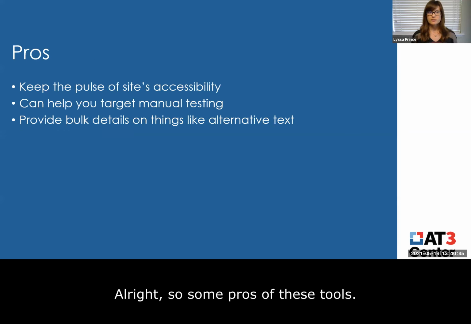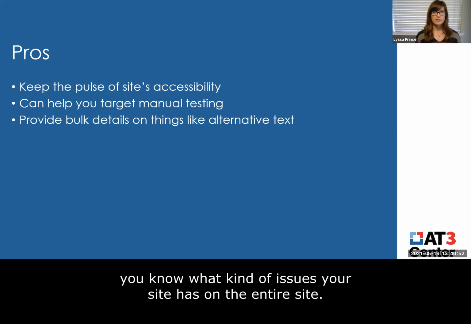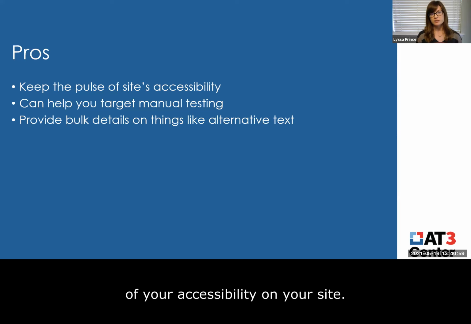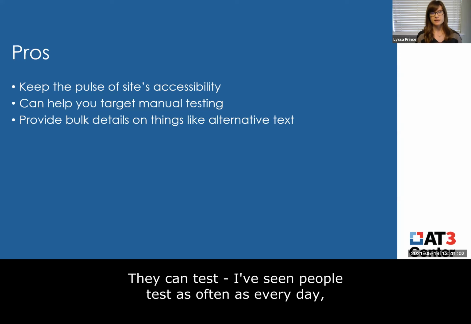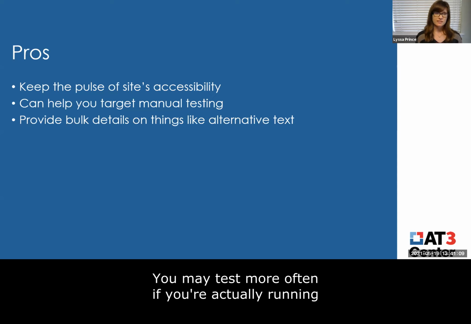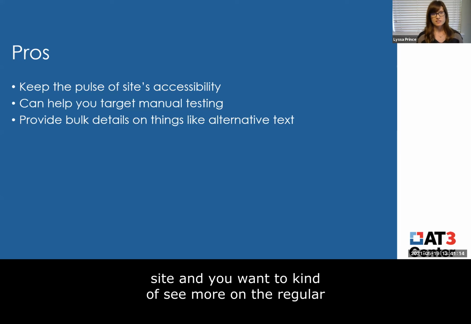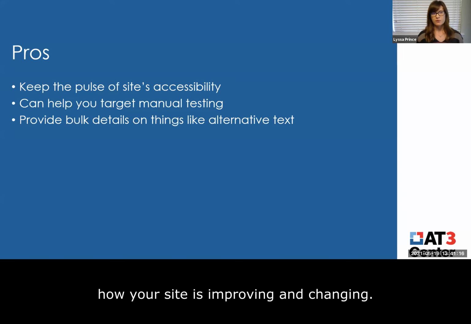All right, so some pros of these tools. Like I was mentioning, they really provide a dashboard to help you know what kind of issues your site has on the entire site. So they can really help you keep that pulse of your accessibility on your site. I've seen people test as often as every day to every week to every month. You may test more often if you're actually running an accessibility remediation project on your site and you want to see more regularly how your site is improving and changing.